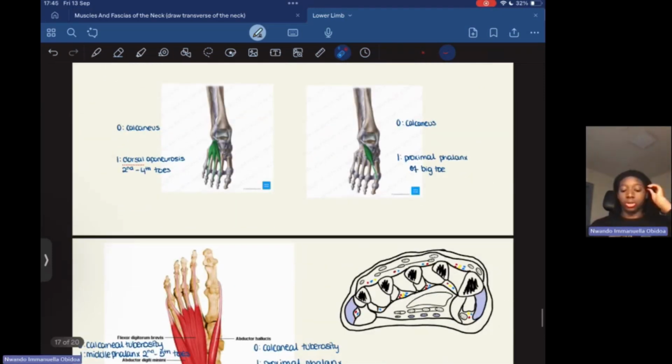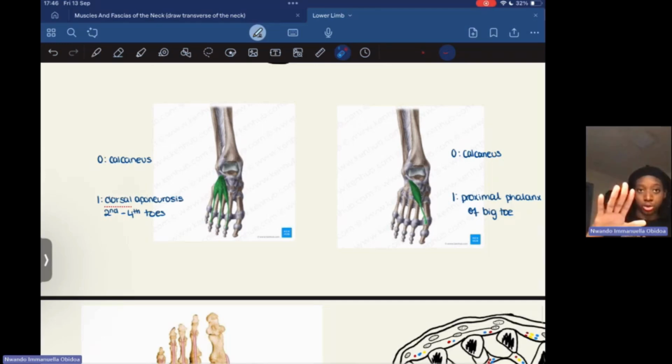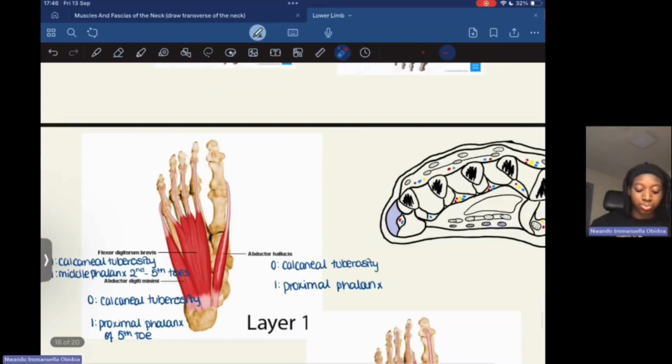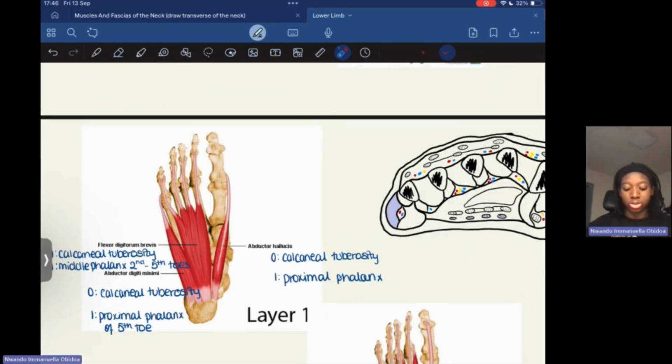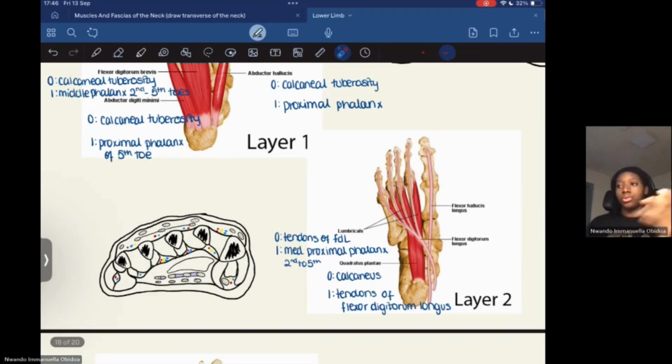And then for function of the toe muscles of the foot, your extensors will lift your toes up and your flexors will point your toes down. And then your abductors will move the toes away from the midline of your foot. And then adductors will bring them towards your foot. The lumbricals flex the metatarsophalangeal joints.